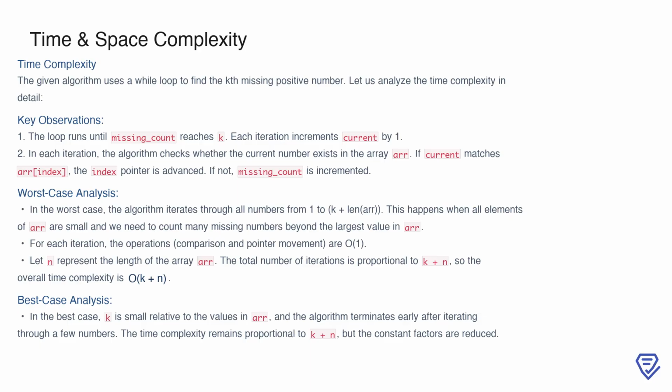In the worst-case scenario, the loop runs through all numbers from 1 up to k plus len(ARR). This happens when the array contains small values, requiring the algorithm to count many missing numbers after the largest value in ARR. Since each iteration involves constant time operations like comparisons and pointer updates, the overall time complexity is O(k + n), where n is the length of ARR. In the best case, if k is small relative to the values in ARR, the loop terminates much earlier, but the complexity remains proportional to O(k + n), with smaller constant factors.